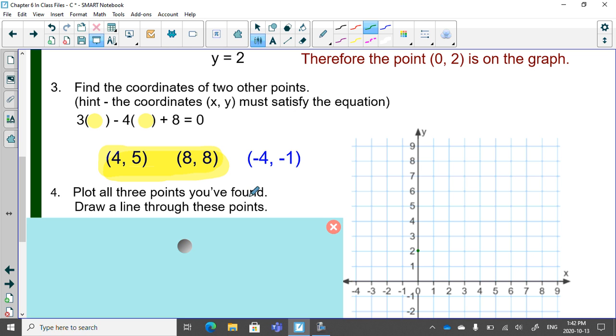Next, I'm going to plot (4, 5). So over 4 and up to 5. There's another point on my line. And lastly, (8, 8). So over to 8 and all the way up to 8. There's a point on my line.